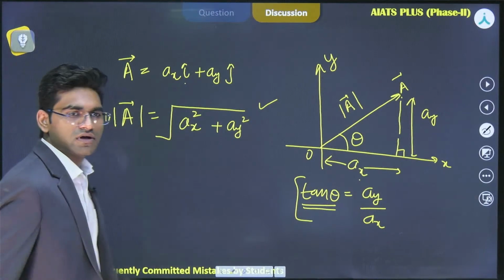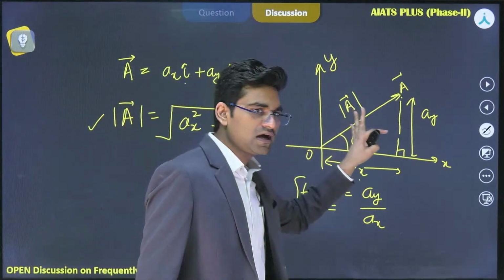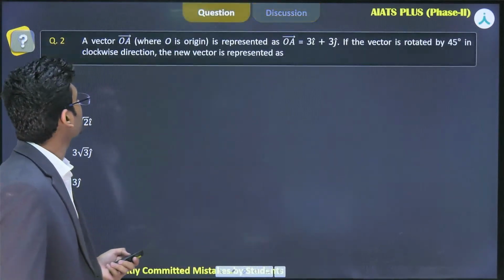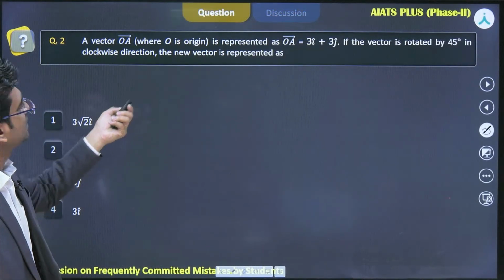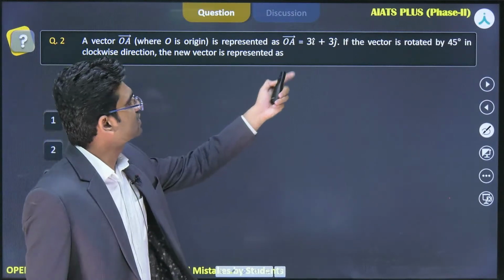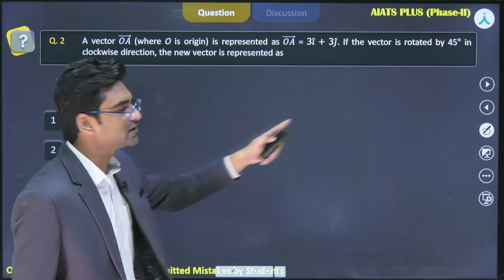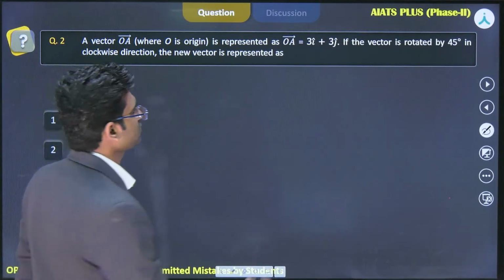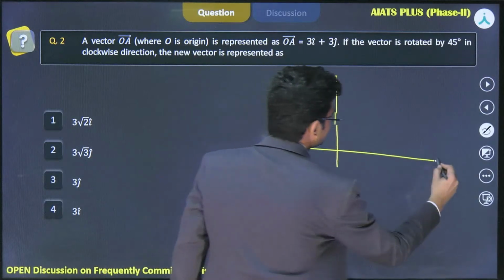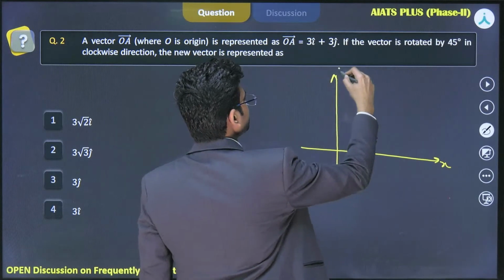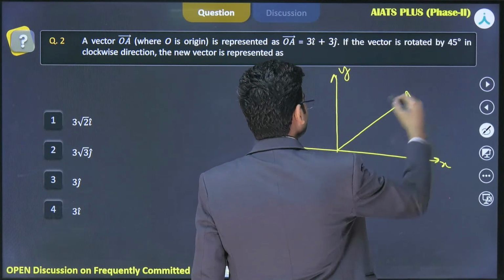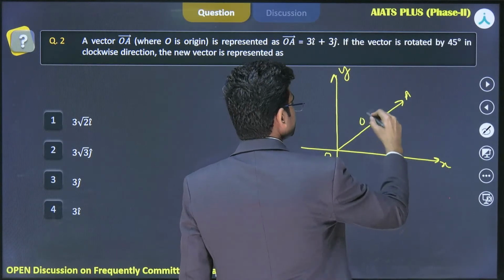I know how I can deal with this vector now, right? Let's go to our question then. A vector OA is represented as this. If the vector is rotated by 45 degree in clockwise direction, the new vector is represented as. So I am making this vector here on this xy axis. This is O, this is A, this is OA vector.